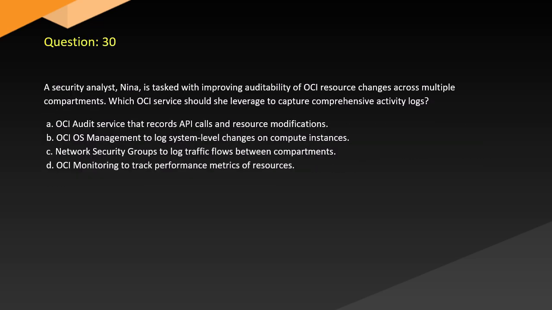Question 30. A security analyst, Nina, is tasked with improving auditability of OCI resource changes across multiple compartments. Which OCI service should she leverage to capture comprehensive activity logs? A. OCI Audit service that records API calls and resource modifications. B. OCI OS Management to log system-level changes on compute instances. C. Network security groups to log traffic flows between compartments. D. OCI Monitoring to track performance metrics of resources.